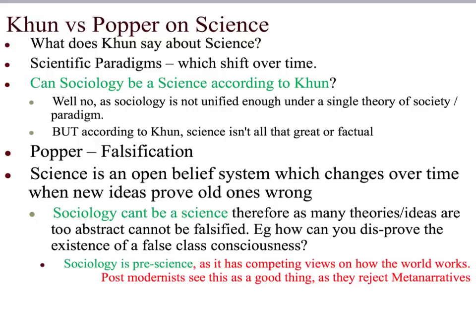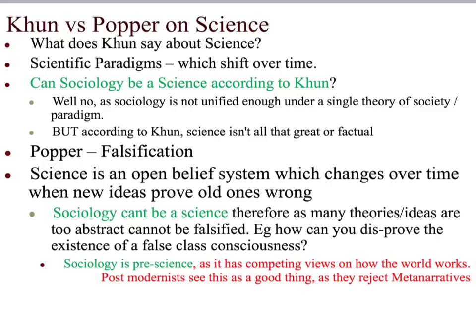I think considering Kuhn and Popper, who we have talked about before when we looked at belief systems and ideology in your beliefs unit, can you remember Kuhn's ideas about science? He talked about scientific paradigms, and he argued they shift over time. Can you remind yourself what exactly is a paradigm? Okay, according to Kuhn, what is a paradigm? So, can sociology be a science according to Kuhn? Well, no. Sociology is not unified enough under a single theory of society or paradigm.